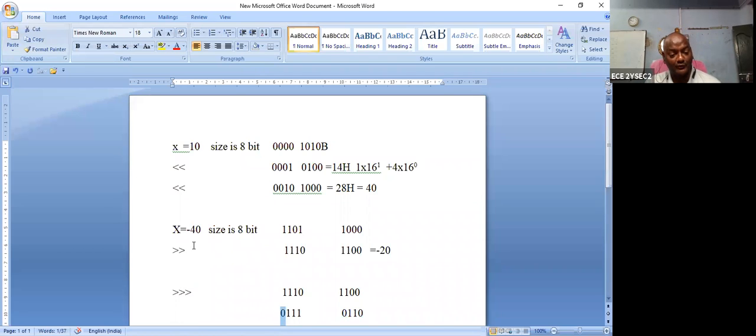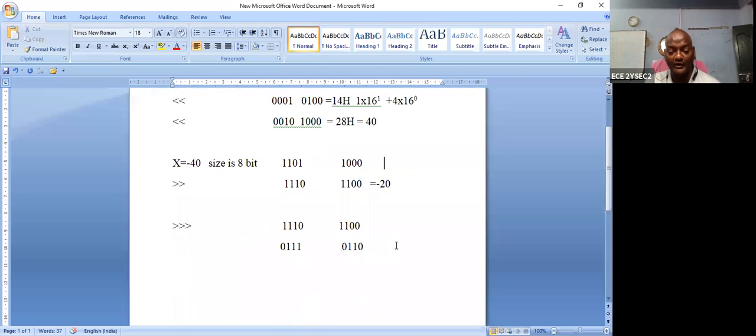Can you please observe what is the difference between this and this? In the signed arithmetic right shift, the sign is preserved. Your sign is not changed. Before the operation it is 1, after the operation it is also 1, so the sign is not changed. Let us take the left shift. Before the operation 0, after the operation 0, so the sign is not changed. But in the unsigned right shift operation, a 0 should be appended.